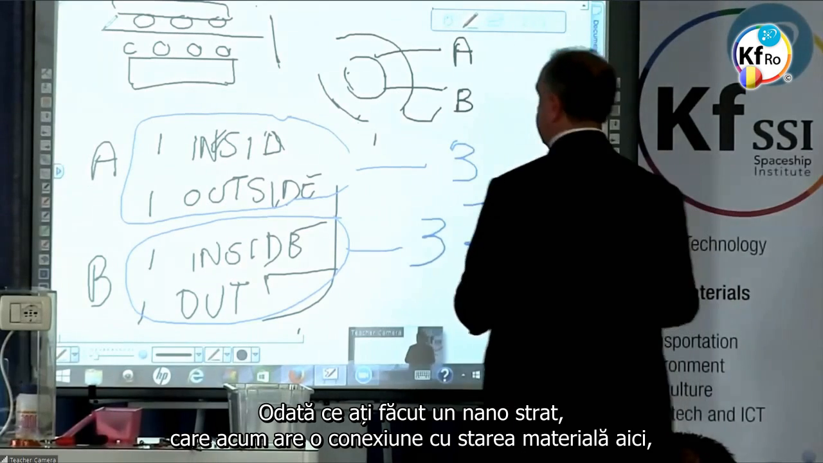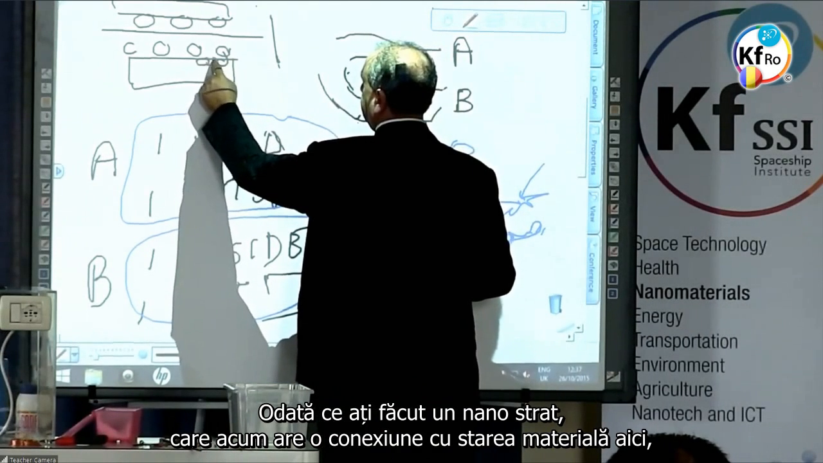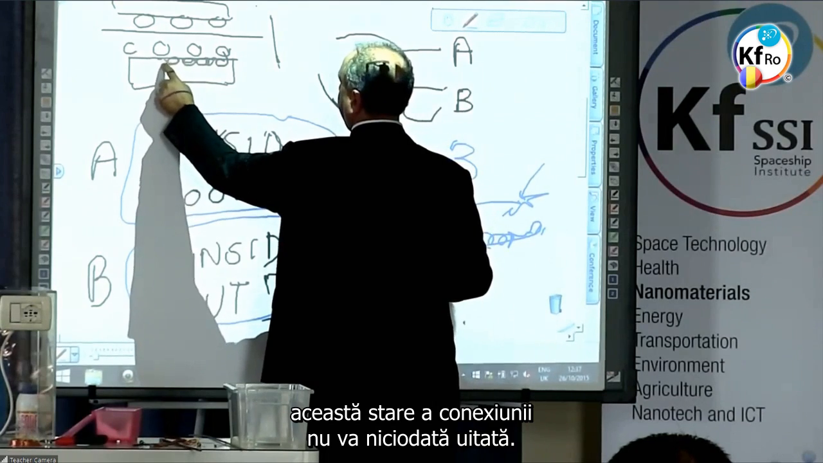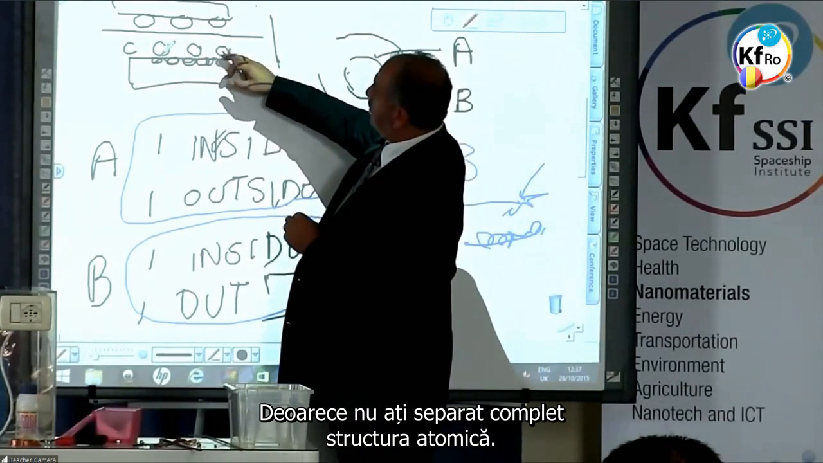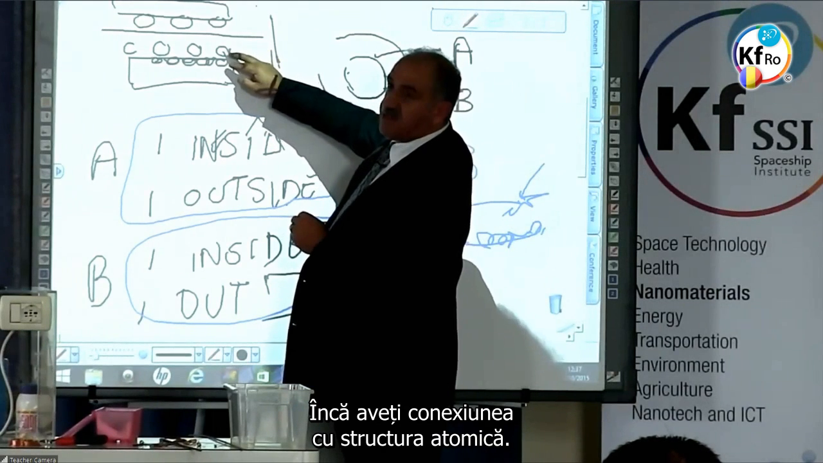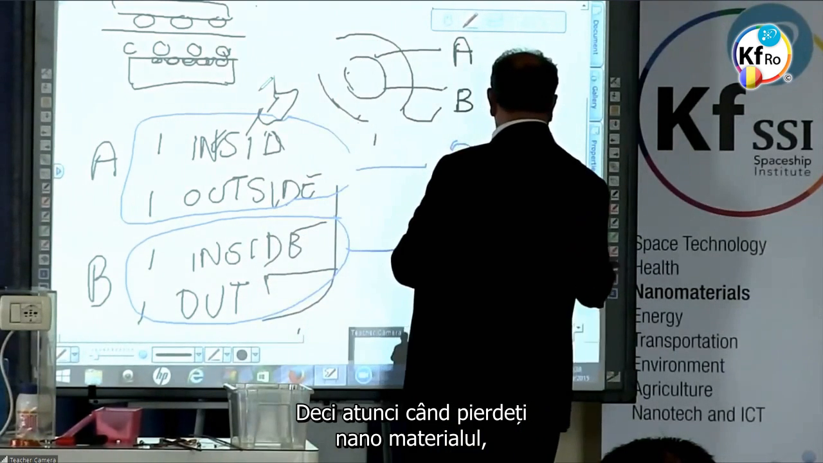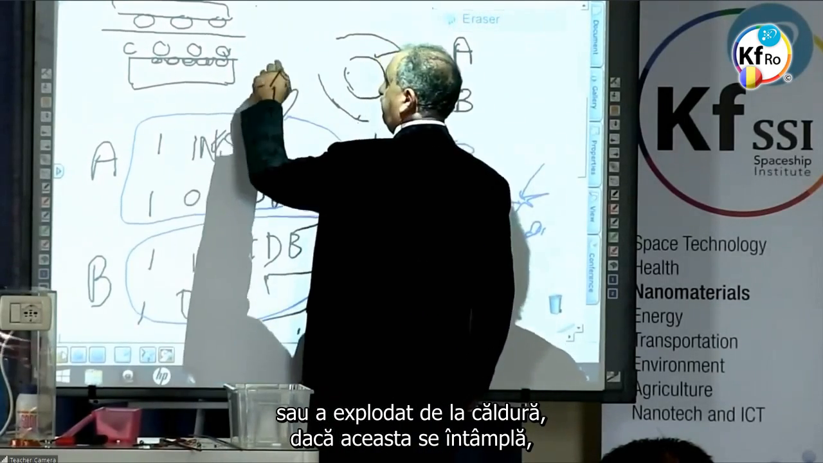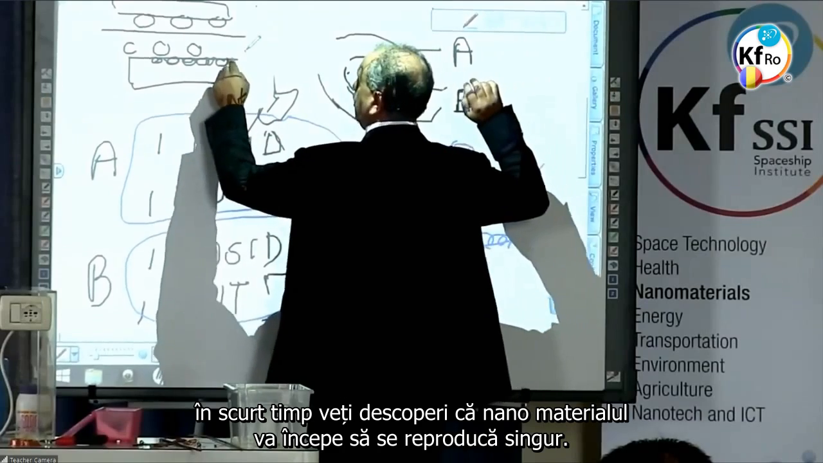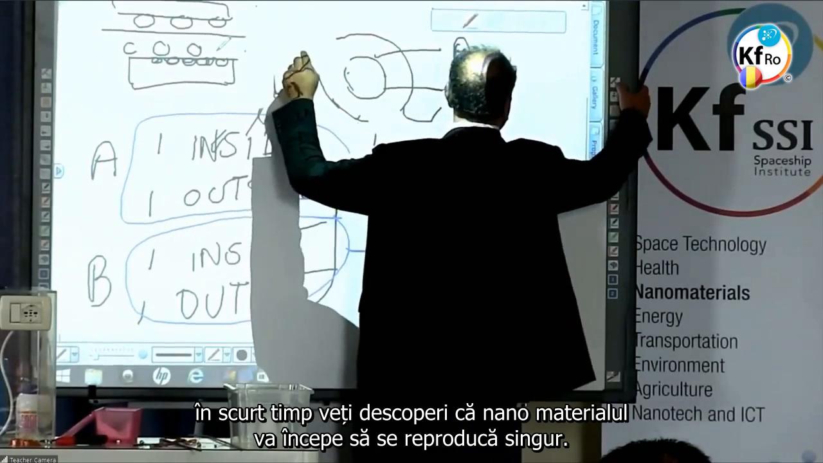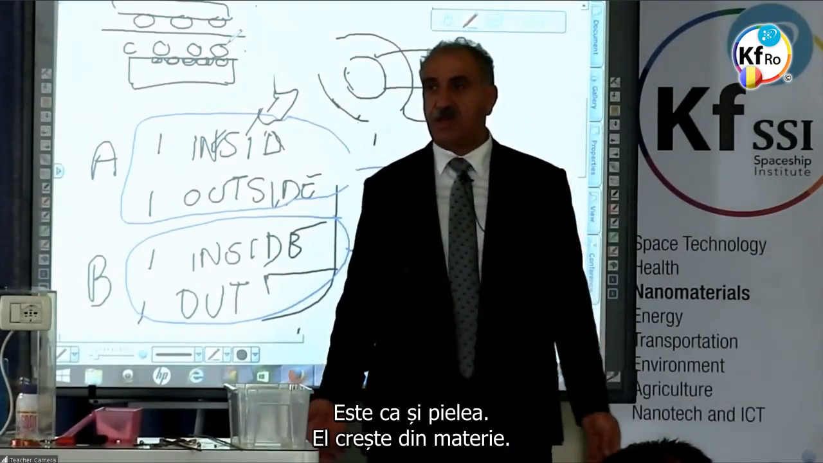Once you have made a nano layer, which now has a connection with the matter state here, this state of connection will never be forgotten because you haven't separated the atomic structure totally. You still have atomic structure connection. So when you lose the nanomaterial or it gets blown up by heat, in a short time you'll find out the nanomaterial will start reproducing itself. It's like a skin, it grows up from the matter upwards.